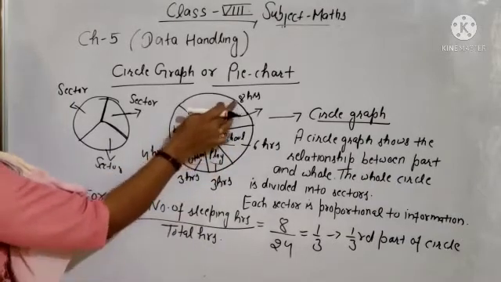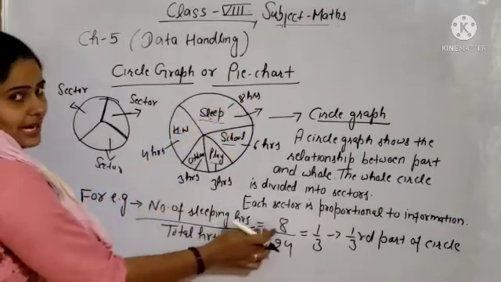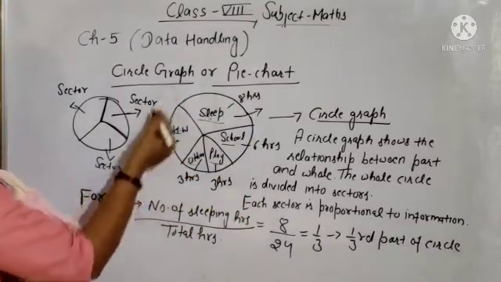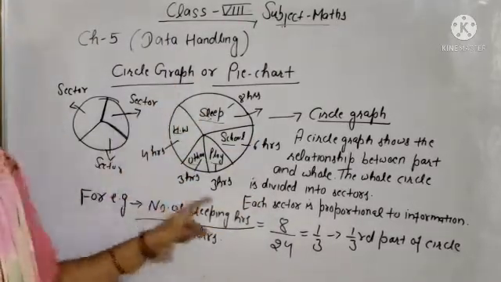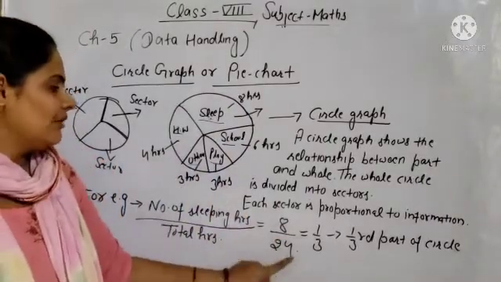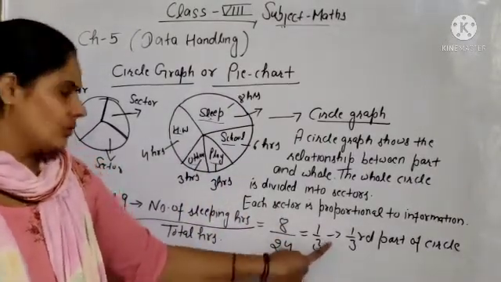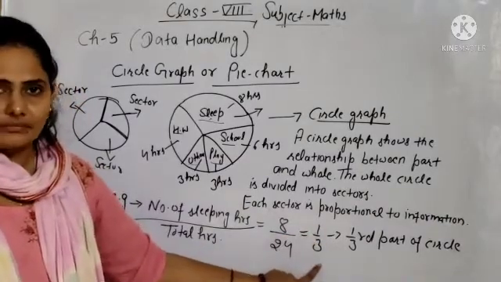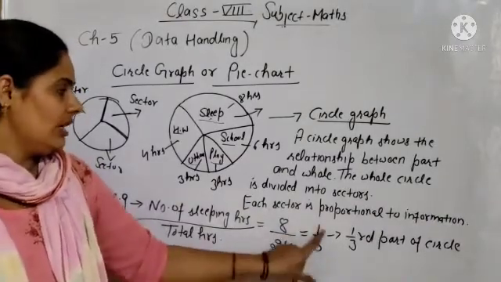So how many sleeping hours are there? 8 hours. So number of sleeping hours are 8, and for total hours you can collect all the hours. The complete circle, if you collect all the hours, it will be 24 hours. So 8 by 24, if you cancel out, you will get 1 by 3. 8 1s are 8, 8 3s are 24, so 1 by 3.